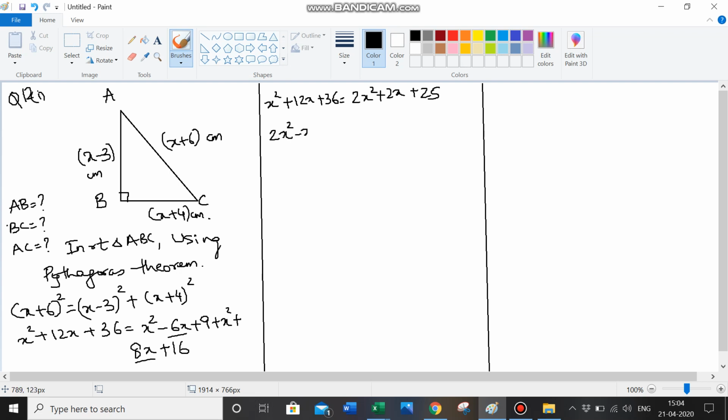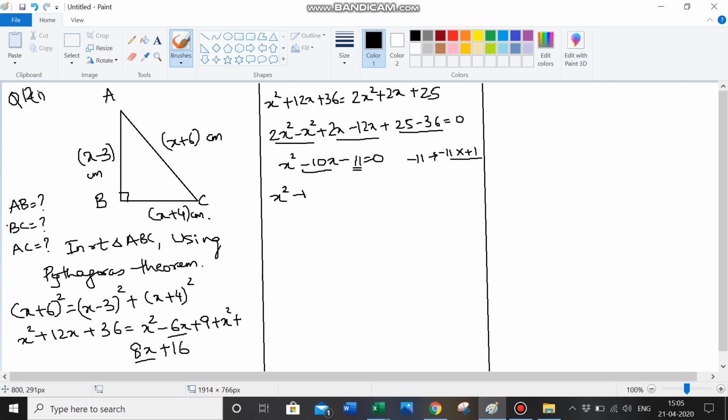So 2x square minus x square plus 2x minus 12x plus 25 minus 36 is equal to 0. 2x square minus x square is x square, 2x minus 12x is minus 10x, and this is minus 11 is equal to 0. Now, this is a quadratic equation. We've solved quadratic equations earlier by splitting the middle term. So I need to find factors of negative 11, the sum of which is negative 10. So negative 11 can be written as negative 11 into positive 1. That'll give me negative 10.